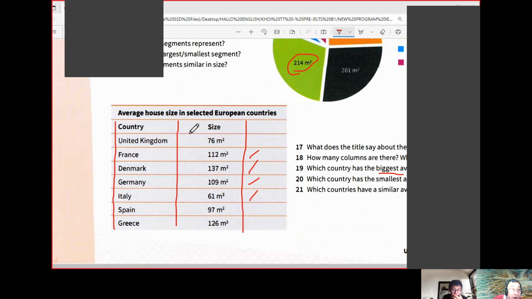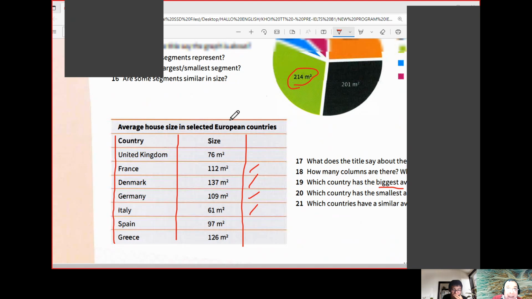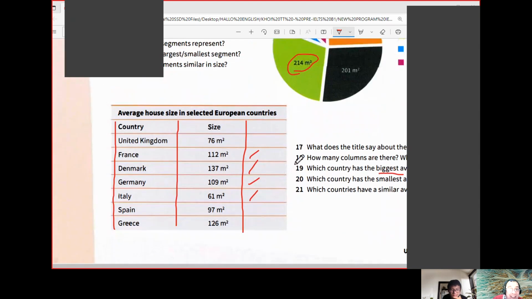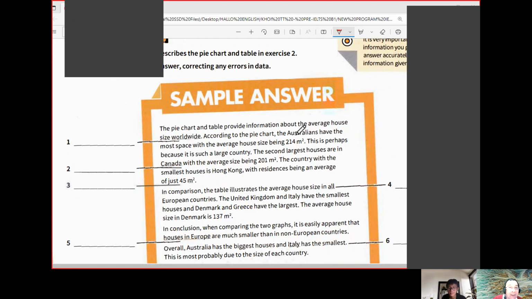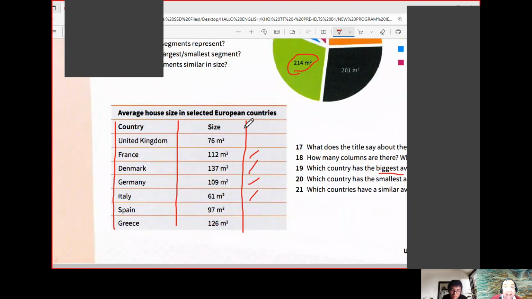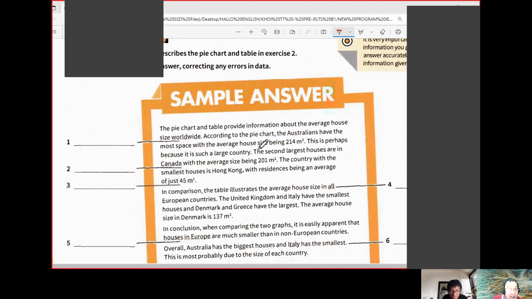And the table, we do not say again "average house size" because it's all the same. We already mentioned the average house size, so we do not mention it again. We just have to say the pie chart provides information about the average house size in selected countries, while the table shows selected European countries. Okay? Next. So this one is correct.